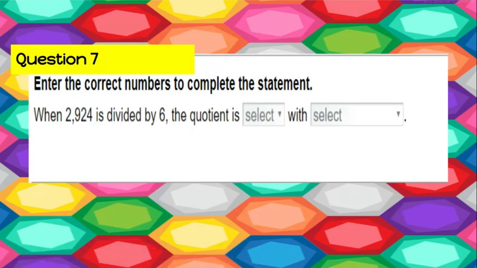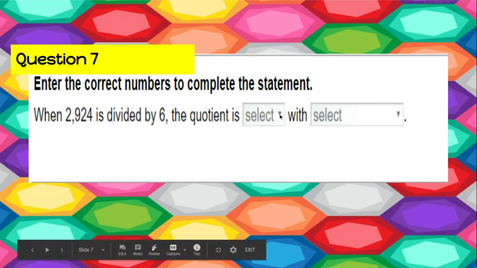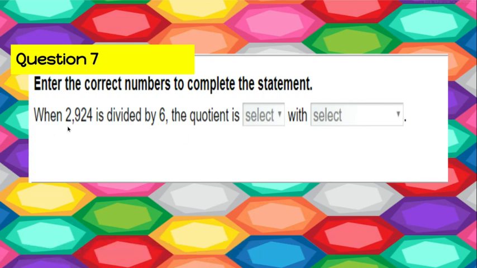Question number 7 says, enter the correct numbers to complete the statement. Well, this is one of those questions that would have a drop down. This would be your answer, and this would be your remainder. The question says, when 2,924 is divided by 6, the quotient is blank with blank, and that would be your remainder. It would say like with a remainder of 0 or a remainder of 4. We don't have the option to do a drop down on a Google form.